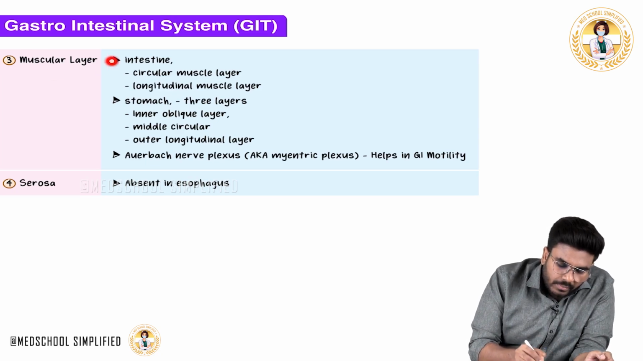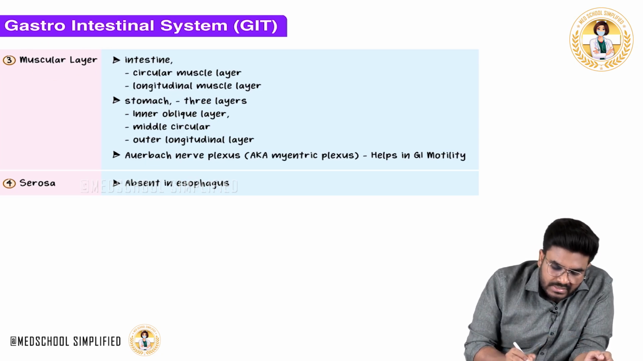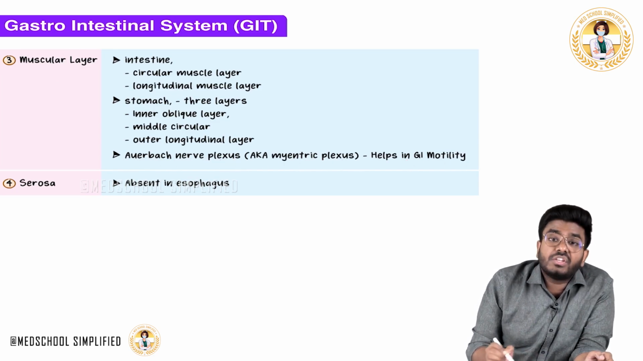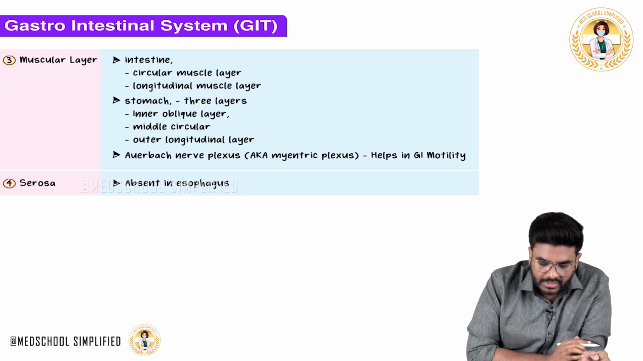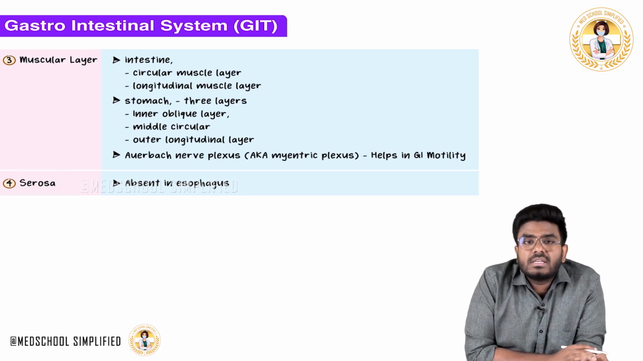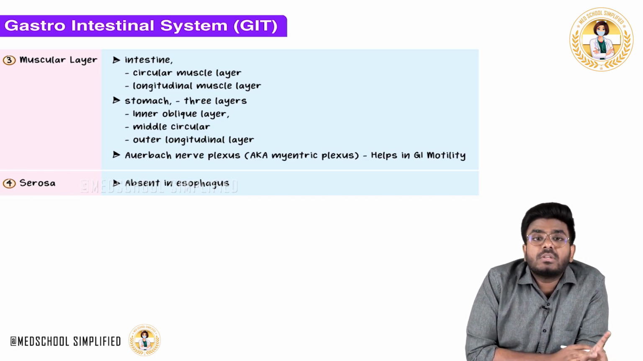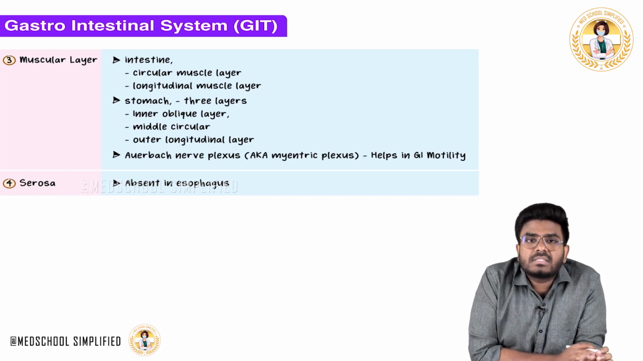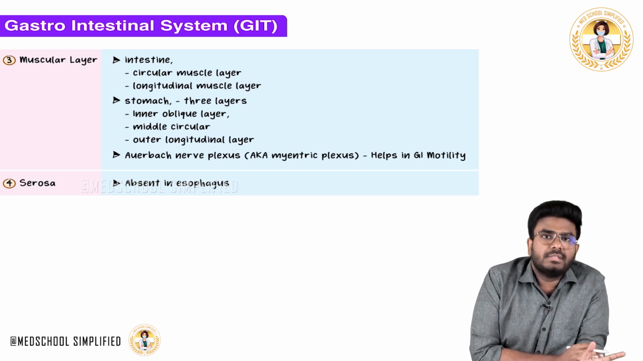Now, in the muscular layer, which plexus is present? It is the Auerbach's plexus, also called the myenteric plexus, which helps in GI motility. And what is the important point about serosa? Serosa is the outermost covering, but remember, it is absent in the esophagus. The esophagus does not have a serosa.